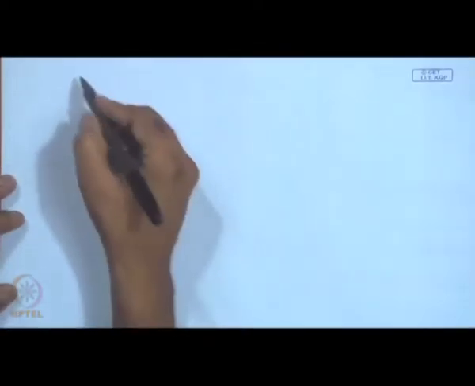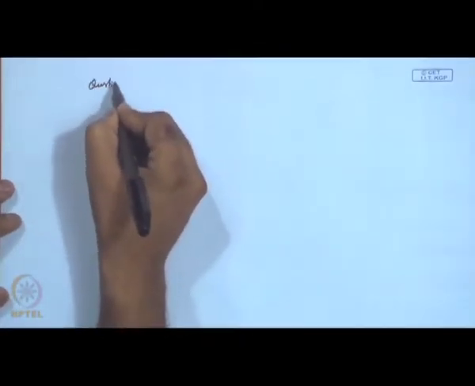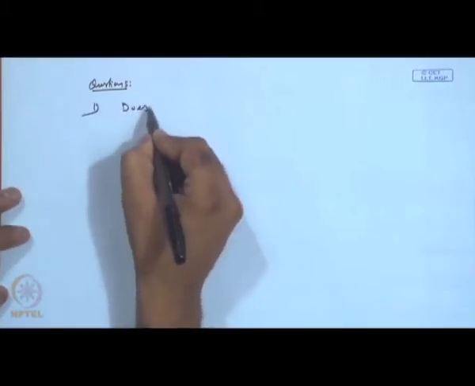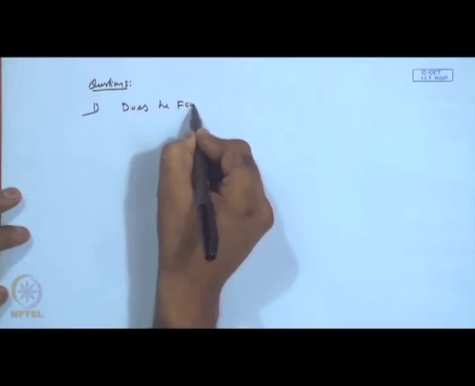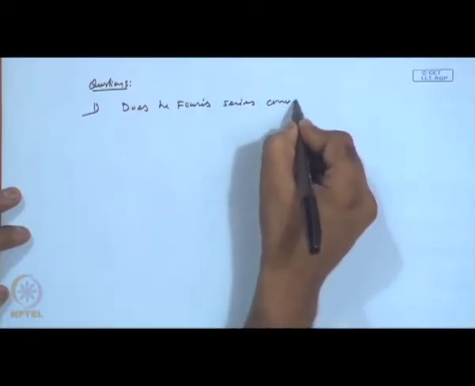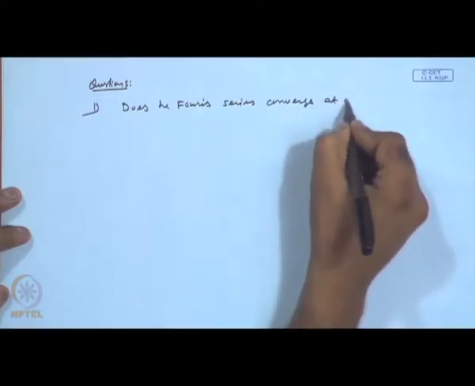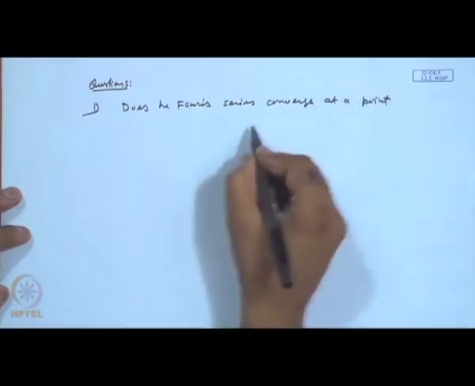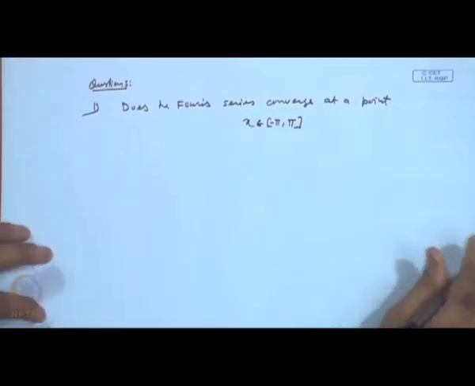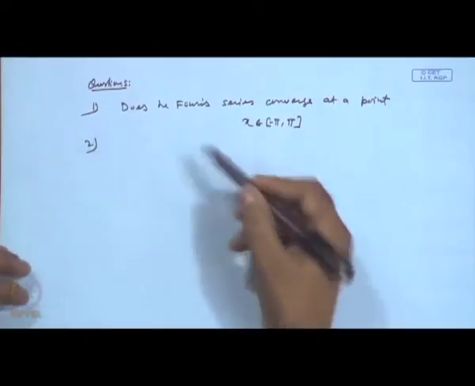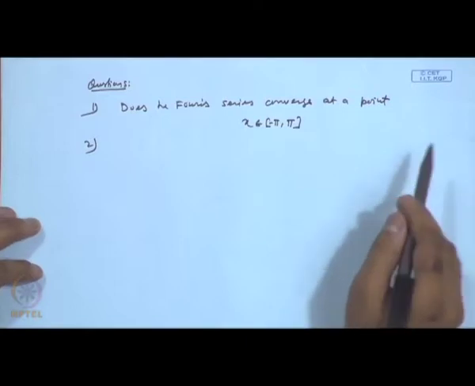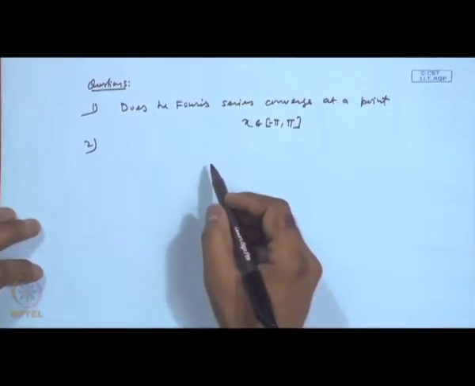Now, we have the following questions to be answered. Does the Fourier series converge at a point x in minus pi to pi, or if the series converges at x, is the sum function equal to f(x)?